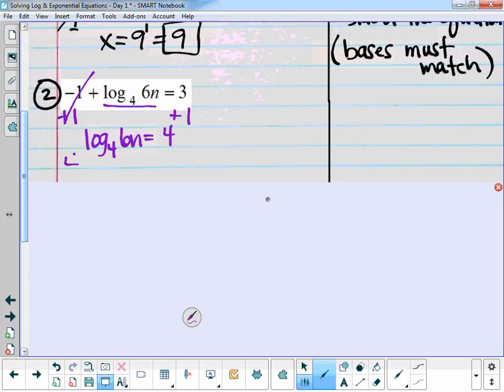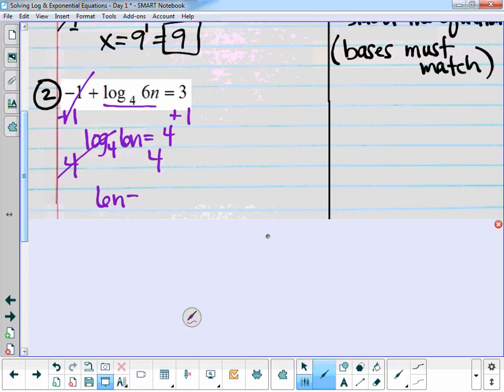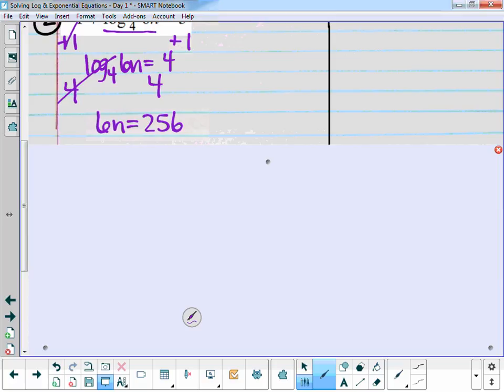So then we go 4 to this power equals 4 to that power. So I just make the whole equation now be in the exponents, right? And 4 to the log base 4 power will cancel out to be 1. And what will we have left over? 6n. Good. So we have 6n equals 4 to the 4th power. We don't want to go 4 times 4 here. We want to go 4 to the 4th. Pretty sure that's 256. And if you don't have a calculator, will you guys grab one because you'll need one today?